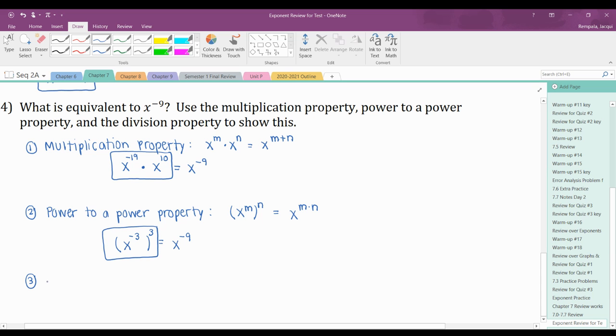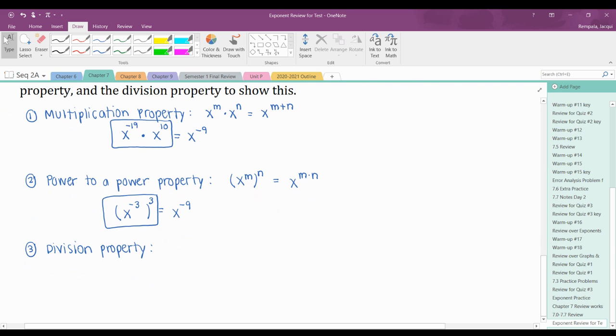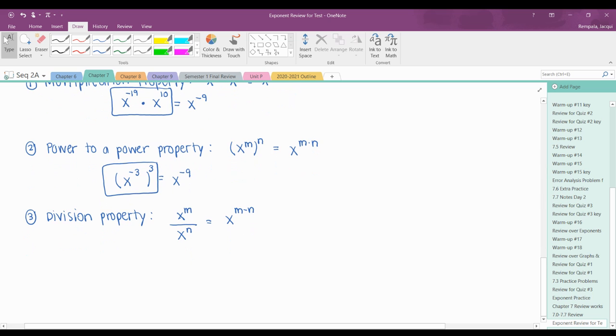Okay, last problem would be talking about the division property. Remember, the division property is when you have the same exact base being divided and you have your exponents here. You are going to keep the base and you subtract the top exponent minus the bottom exponent. Okay, so I want to do that and have it where the difference is going to give me negative 9.